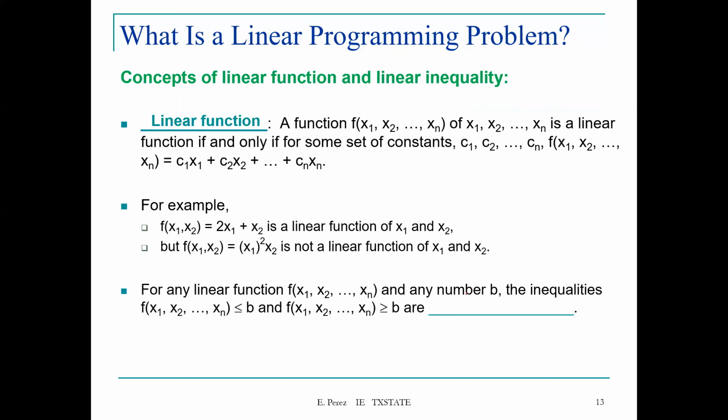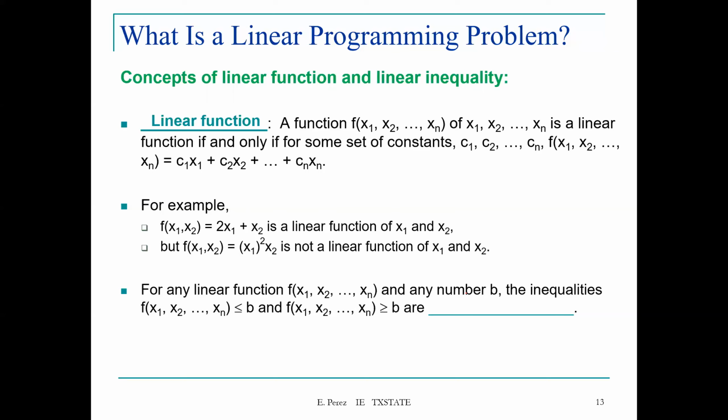A function f of x1, x2, up to xn is a linear function if and only if, for some set of constants c1, c2, up to cn, the function evaluated in terms of x1, x2, up to xn is equal to the coefficient c1 times x1 plus coefficient c2 times x2, up to cn times xn. So it is a linear function if and only if, for some set of constants, when we evaluate that function in terms of x, it is equal to the summation of those coefficients times the decision variables.